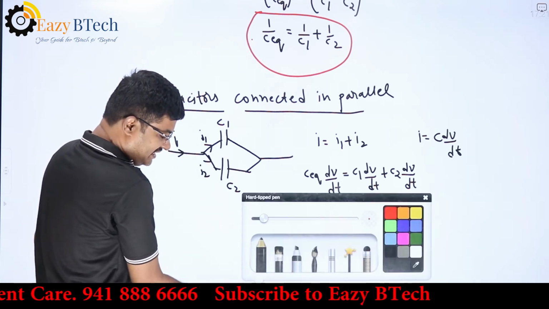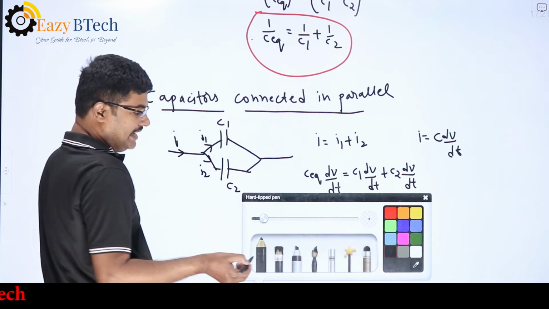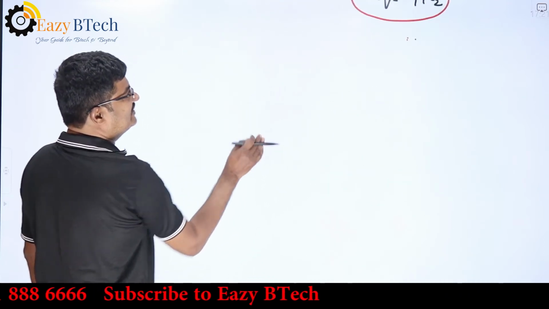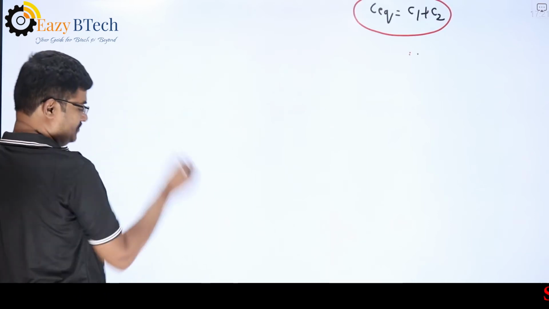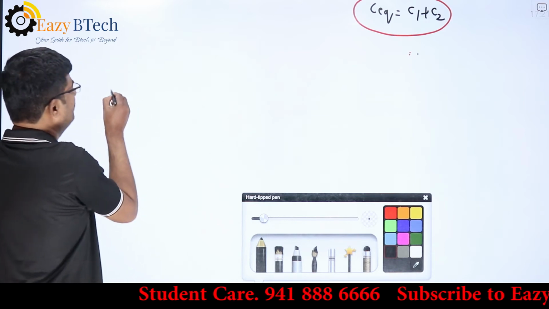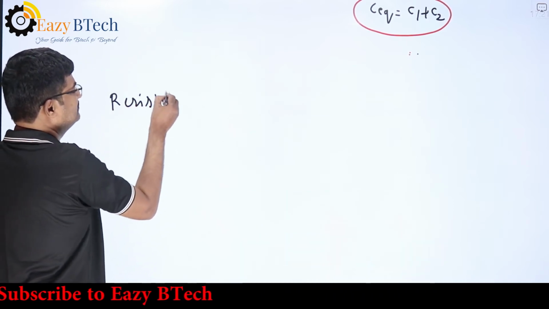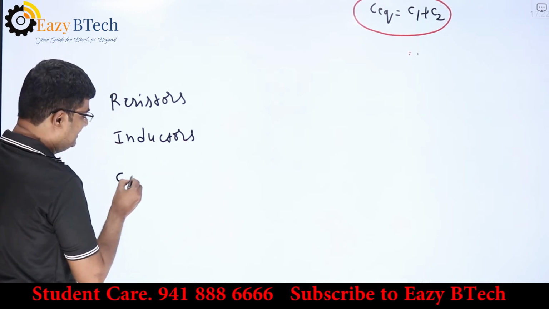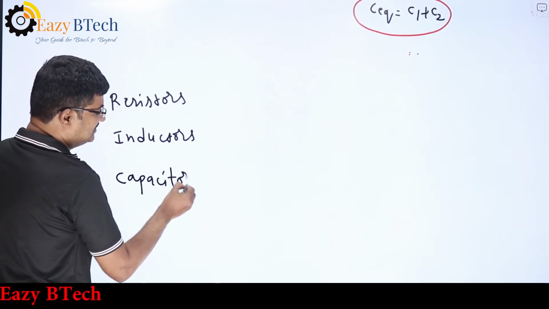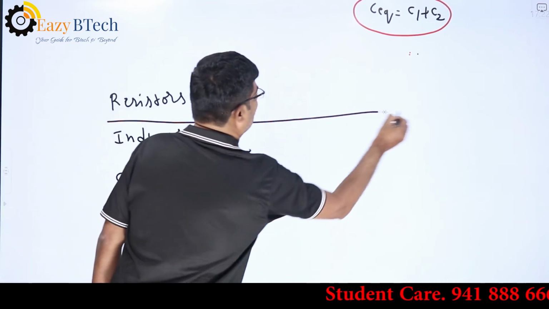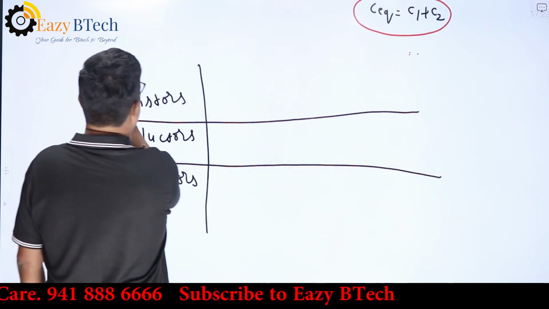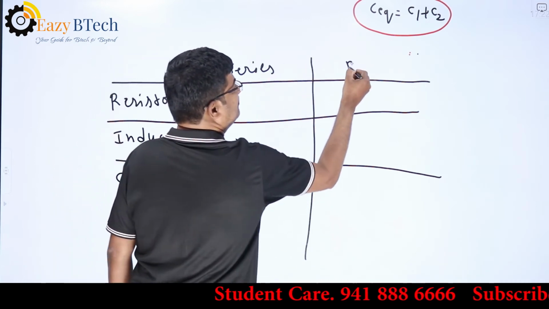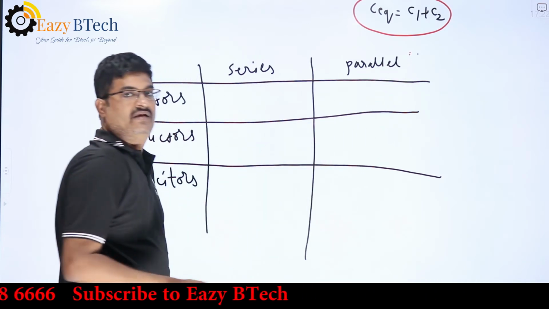So here as a summary, I am taking capacitors connected in series, resistors connected in series and everything. First case, I am taking resistors, then I will be taking inductors, then I will be taking capacitors. So these are the three cases which I have taken. Now in this case I will be taking all the summary. They can be connected in series connection or parallel connection.